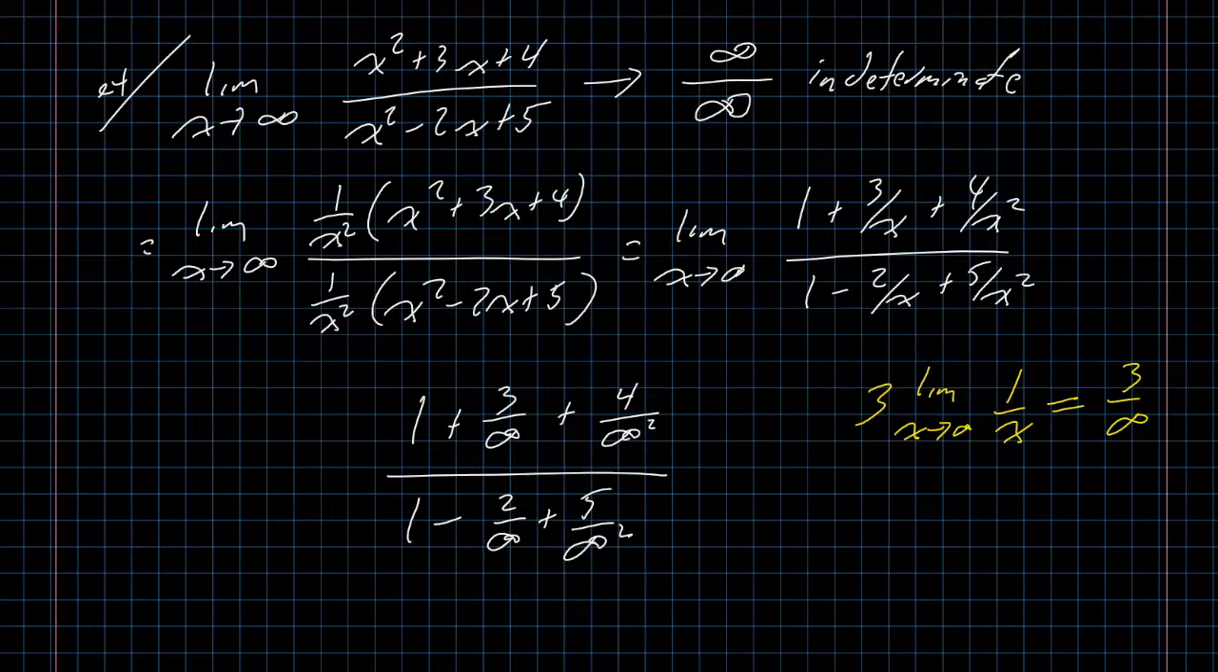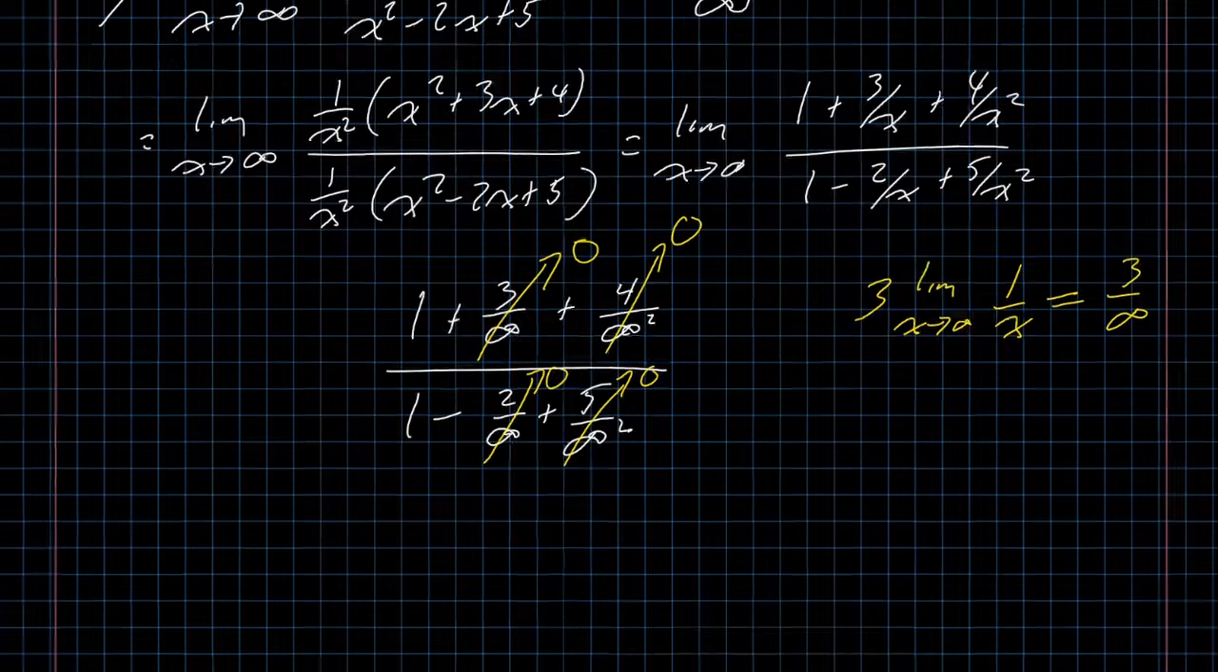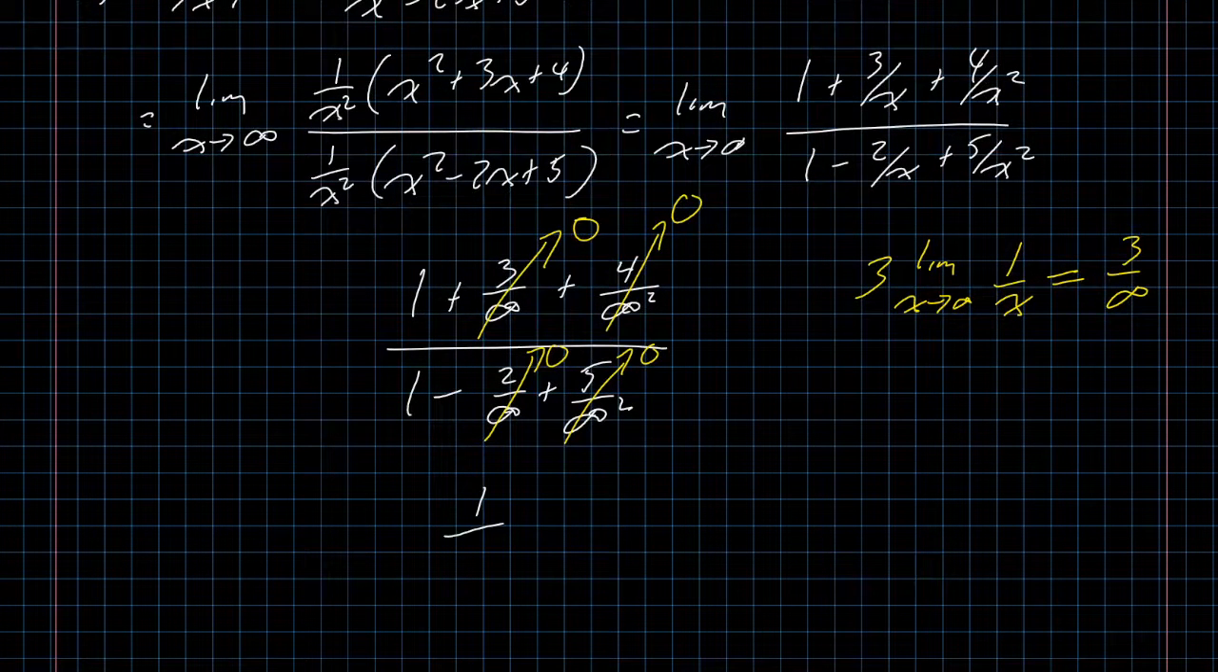But something divided by infinity is equal to 0. That was the theorem we proved. And the limit of something squared is the square of that limit. So this is also going to be 0. And that's going to be 0. And that's going to be 0. And we are left with 1 over 1, which is 1.